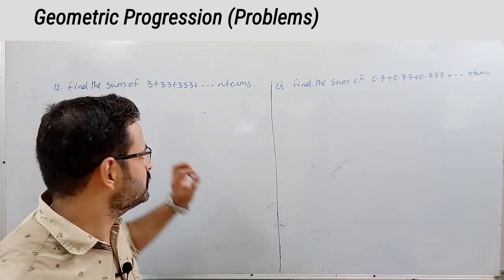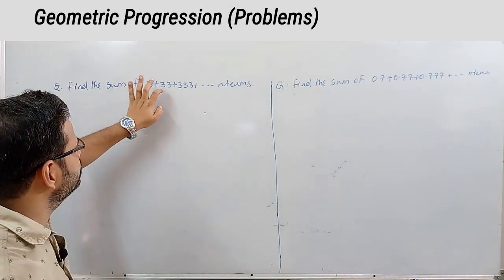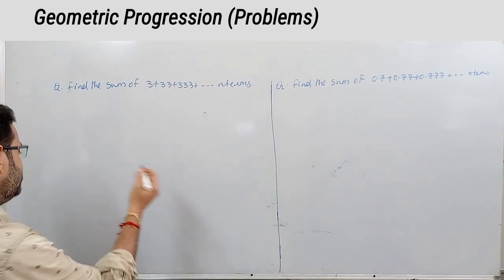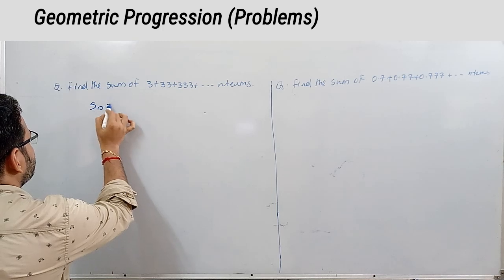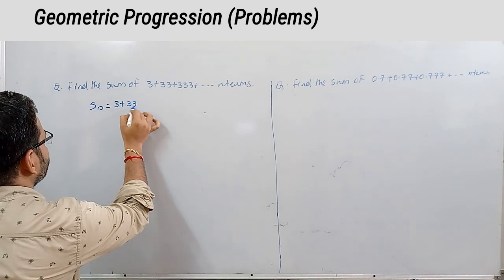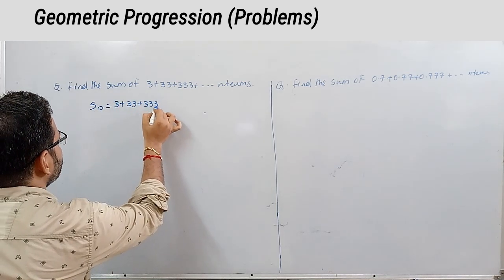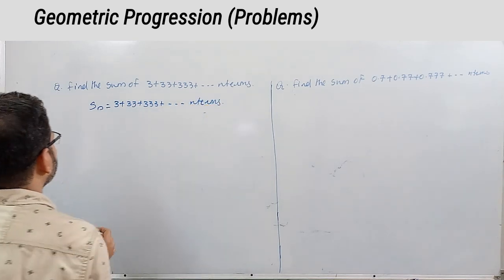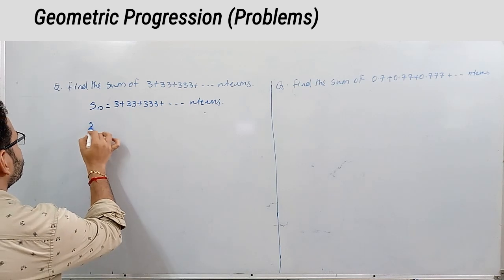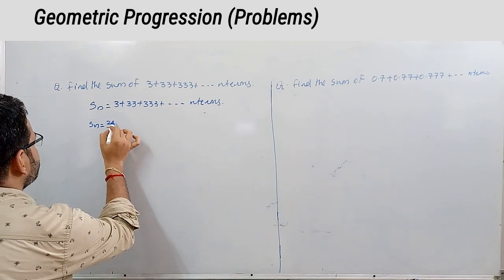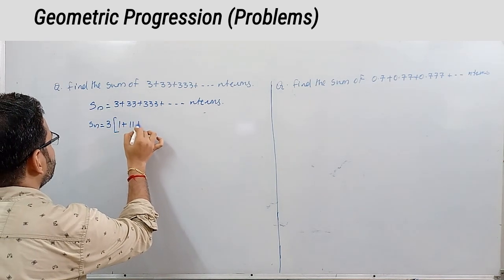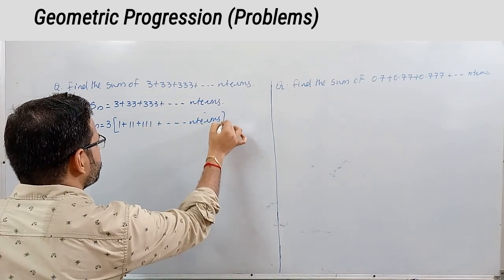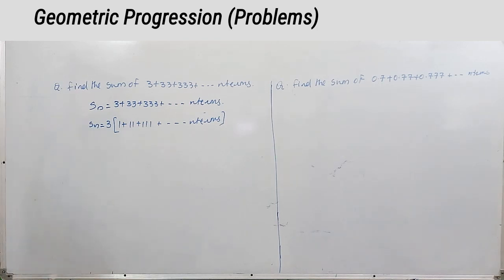Now consider the next question. Find the sum of 3 plus 33 plus 333 plus etc. up to n terms. So that means Sn equals 3 plus 33 plus 333 plus etc. n terms. Now taking 3 outside, then 1 plus 11 plus 111 plus etc. n terms.